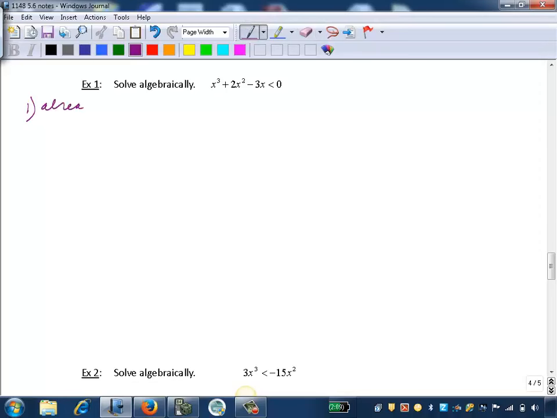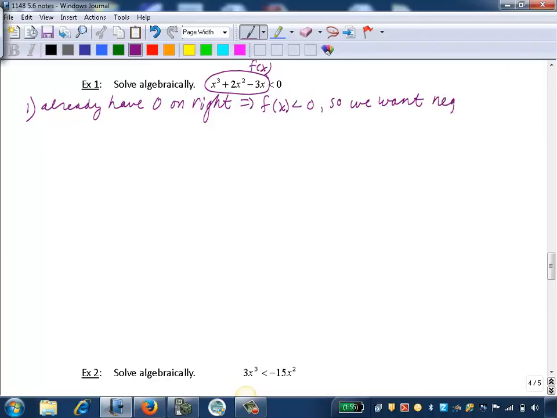So if we want to make a note, we already have 0 on the right. So then this allows us to identify this is our function f of x. So x cubed plus 2x squared minus 3x, that's our function f of x. And we want to know where it's strictly less than 0. So if we want to solve where the function is less than 0, we're looking for the negative regions. So when we make our number line and a sign chart, we're looking for the regions that are negative.